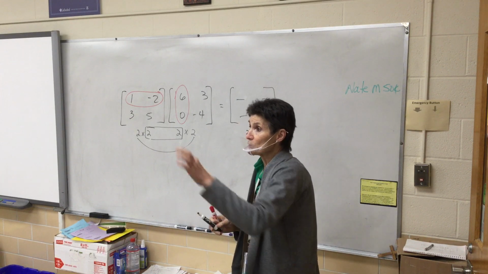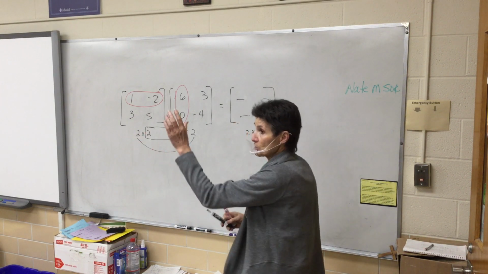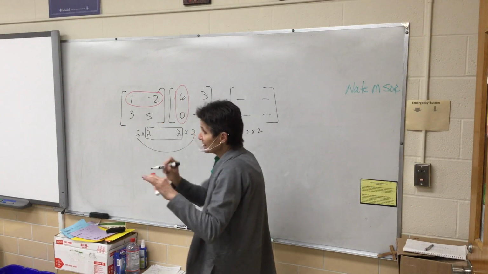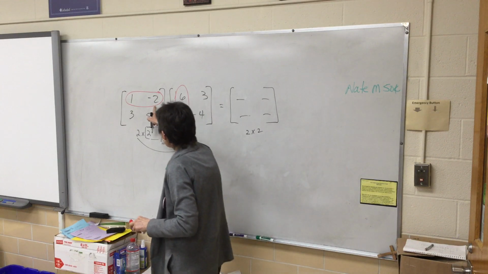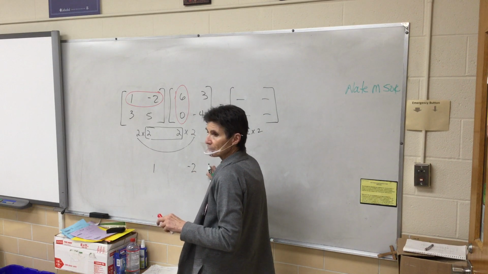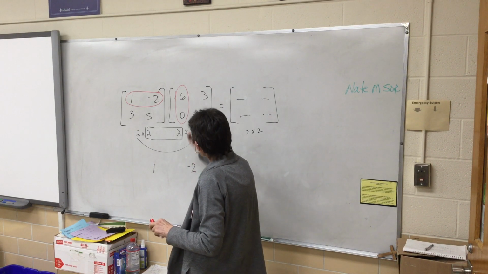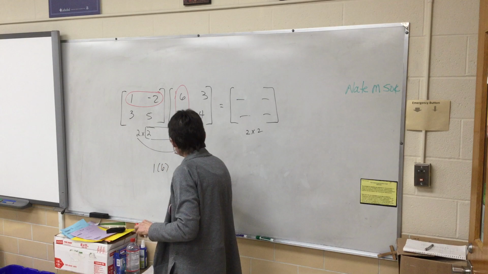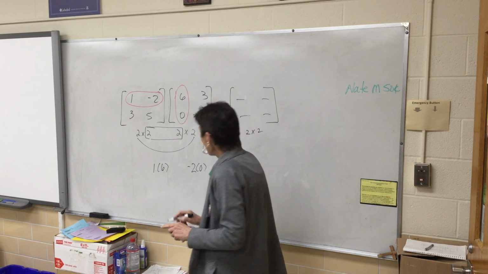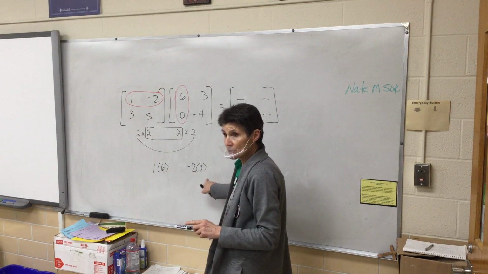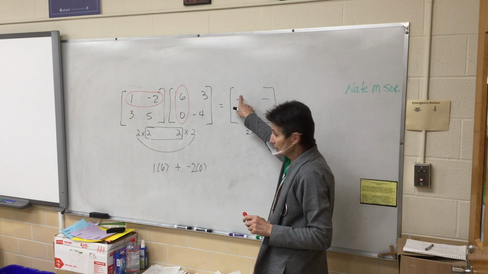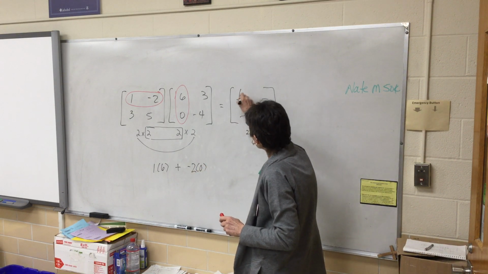Everything we do is row first, then column. So it's the row times the column. So the way I do it, and again, you'll develop your own system, I write down the numbers in my row, 1, -2, and I spread them out. Then next to those numbers, I put the numbers in the column, 6, 0. Everybody still with me? Now, I'm going to multiply the pairs and add them up. And that's the number that's going to go in this spot. So that's going to be what, 6?